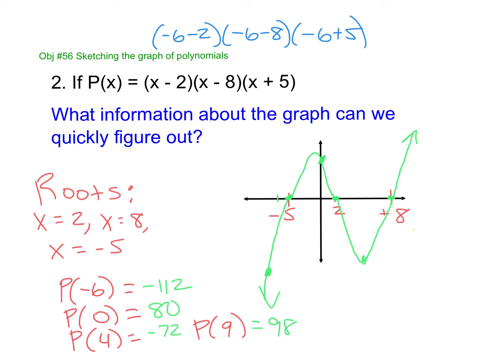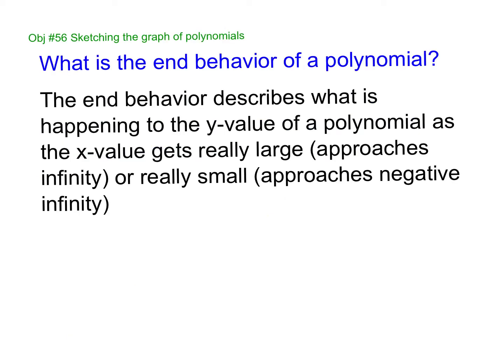Polynomials are nice smooth curves. This is kind of an intense way to do it. I don't like doing it this way. I just wanted to show you for the first one. All right, so the end behavior is the easiest way to do this. The end behavior describes what is happening to the y value of a polynomial as the x value gets really large, approaches infinity, or really small, approaches negative infinity.